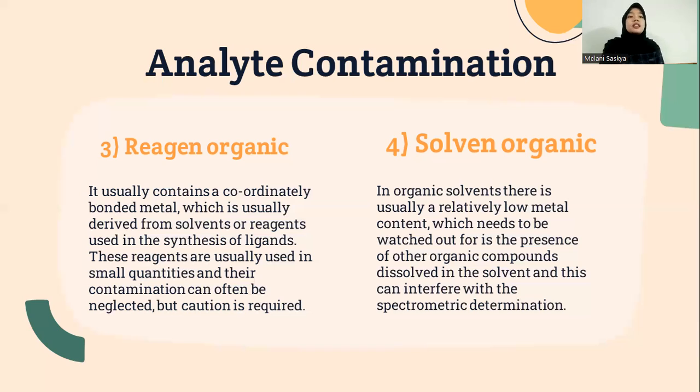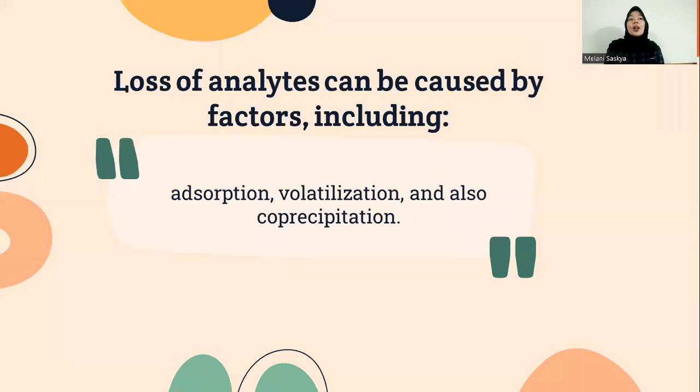And the last, solvent organic. In organic solvents, there is usually a relatively low metal content. What needs to be watched out for is the presence of other organic compounds dissolved in the solvent, and this can interfere with the spectrometric determination. Analyte loss can be caused by factors including absorption, volatilization, and also complexation.